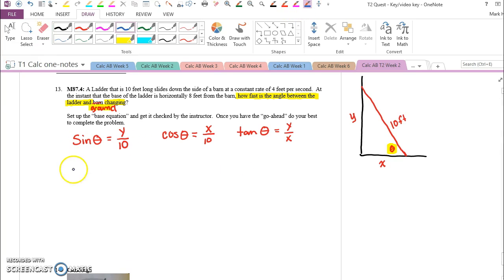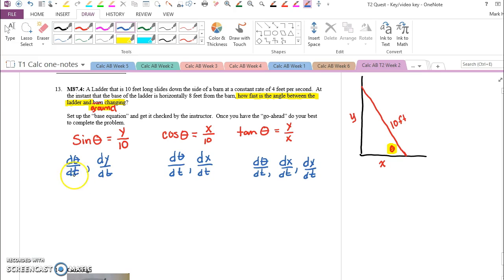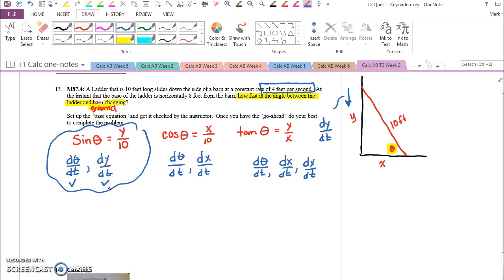If we take the derivative of each one, we'll have a d theta dt. It turns out that any of these three can work, but this one is the simplest because you've been given the rate that the ladder moves down the barn, 4 feet per second in the downward direction. So that means dy dt is essentially given to you. So that's why we want d theta dt and we're given dy dt.